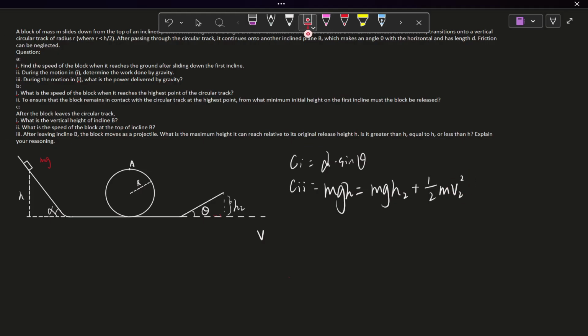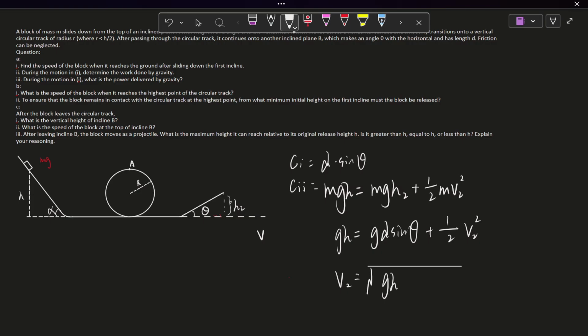And we already know that h2 is equal to this, right? And obviously m can be cancelled out. After we cancel out m and plug in h2 is equal to d sine theta, we can get gh is equal to gd sine theta plus 1 half v2 squared. After simplifying it, we'll get v2 is equal to the square root of gh minus gd sine theta times the square root of 2. Well, you can actually put square root 2 to the front to make it look better.